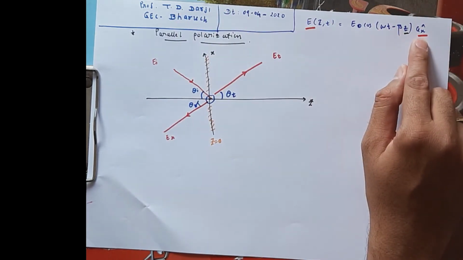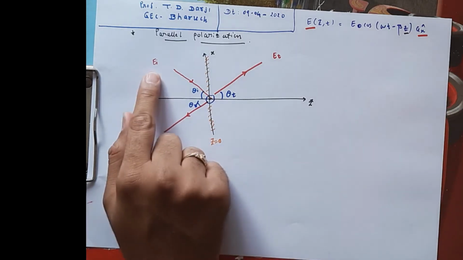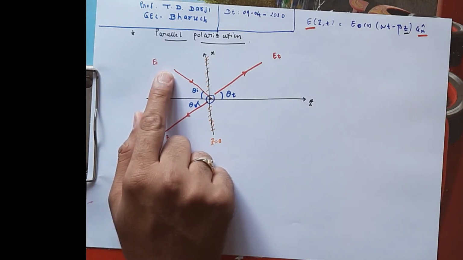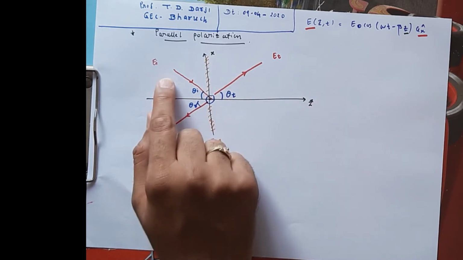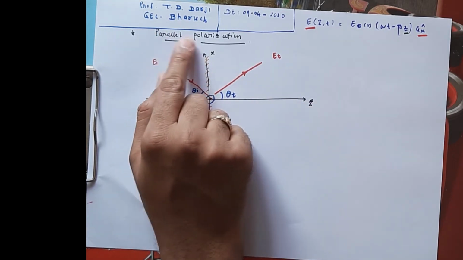But what is the direction of E? The direction of E is x direction. Okay, so here the propagation direction is x direction, but what is the direction of E exactly? Okay, so actually it is based on the polarization.